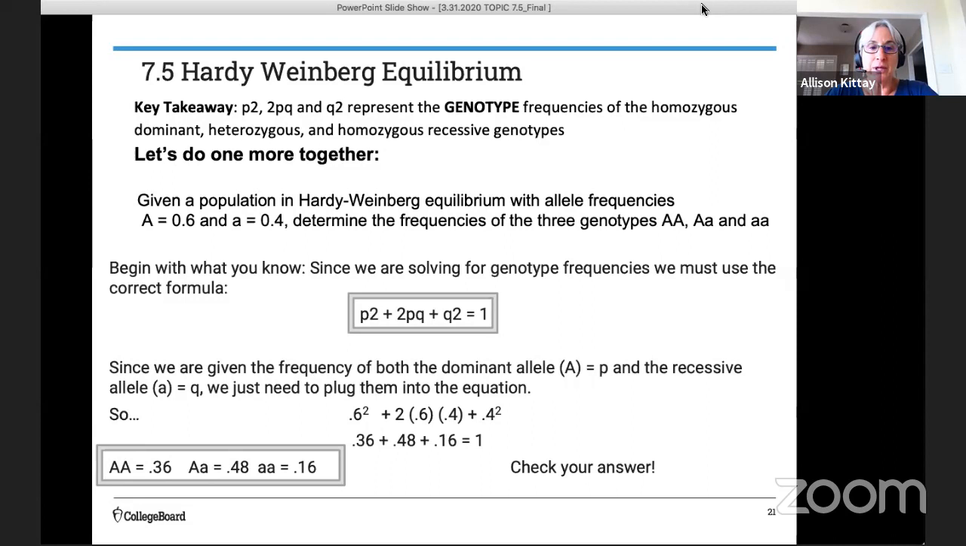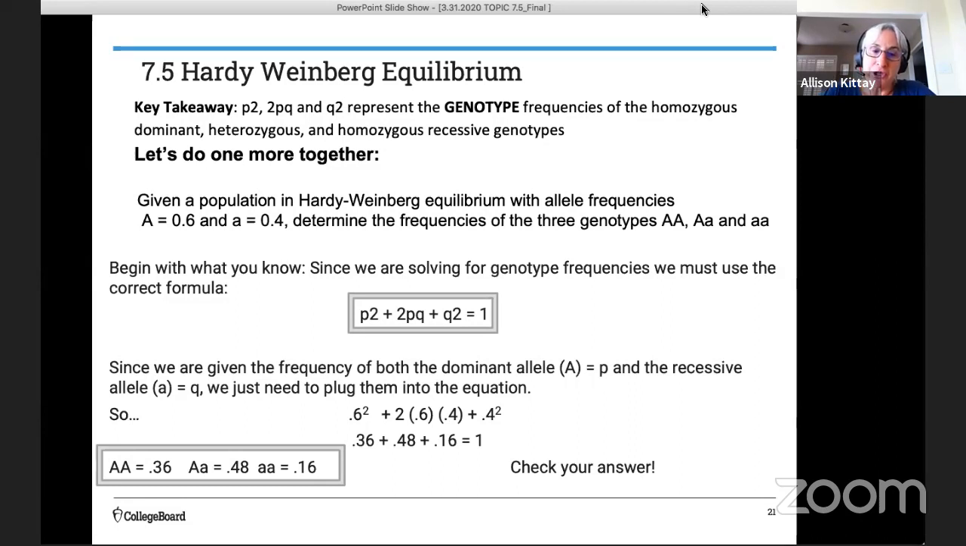So again, begin with what you know. Since we're solving for the genotype frequencies, we must use the correct formula, which is P squared plus 2PQ plus Q squared equals 1. Since we're given the frequency of both of those alleles, we know that the dominant allele P is 0.6 and the recessive allele Q is 0.4. We just need to plug them into the equation. So for P squared, it's 0.6 squared. For 2PQ, it's 2 times 0.6 times 0.4. And for Q squared, it's 0.4 squared.